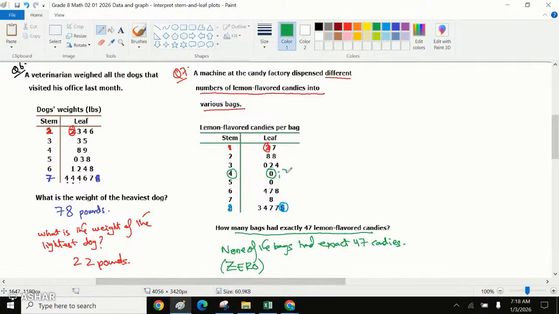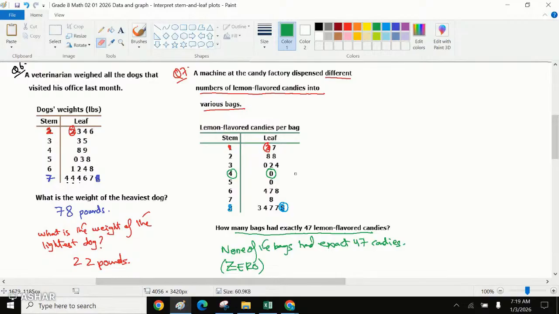If we had a 7 over here, then it would have been fine. But we do not have a 7, right? In the category of 40s, between 40 to 49, we only have one bag which has 40 candies in it. So 47 is not there. Okay? Agreed?